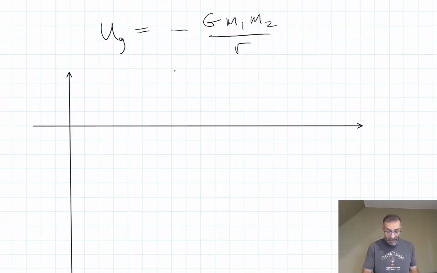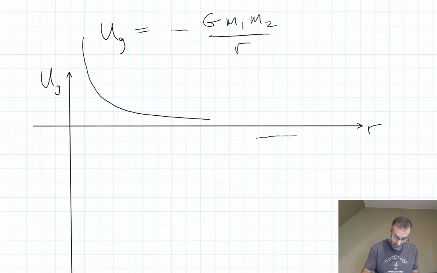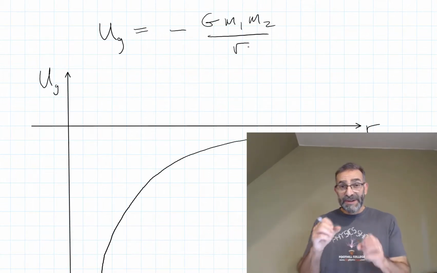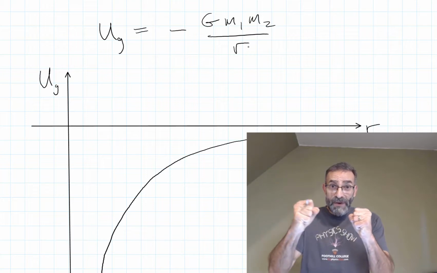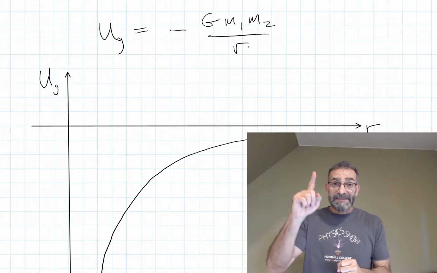So what does this function look like? If we plot the gravitational potential energy versus r, the distance that our two objects are apart from each other, it's a negative 1 over r. 1 over r looks like this. Negative 1 over r is going to look like this. Why does that make sense? Well, when our two objects move farther apart from each other, our gravitational potential energy has to get bigger.